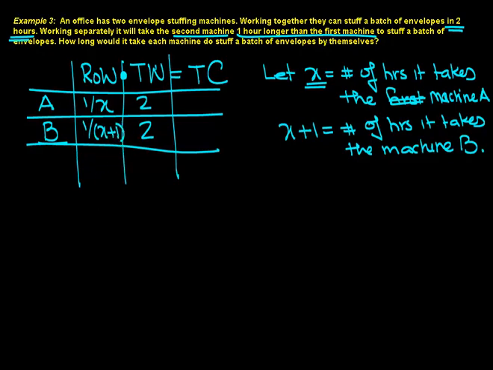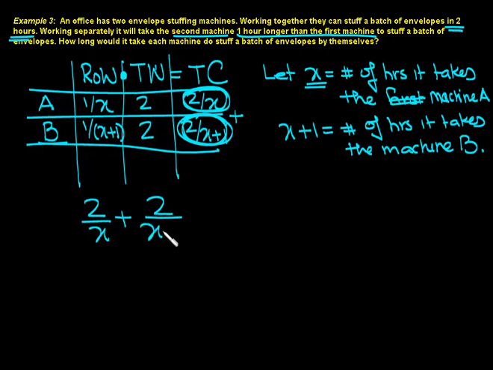So there's your setup. Remember, rate of work is always 1 over however long it takes them to do their job alone. So to get the task completed, you multiply this, so you get 2 over x. We get 2 over x plus 1. This is the job that was completed by machine A. This is the part of the job completed by machine B. If you add them up, that should give you that one job they did together. So we know that 2 over x plus 2 over x plus 1 should equal 1. They complete that one job together.